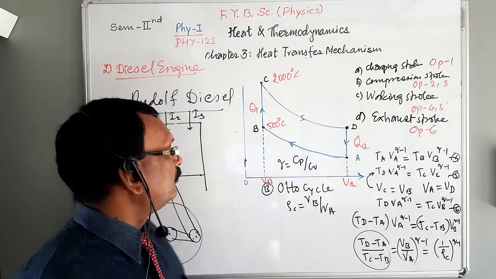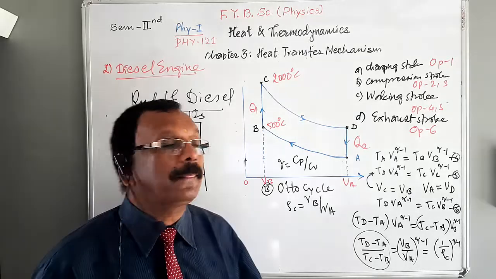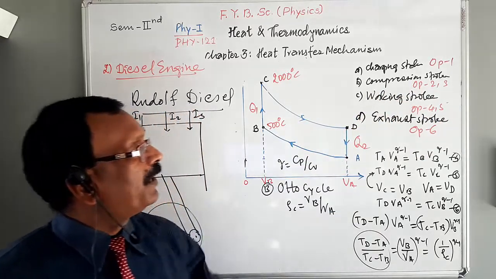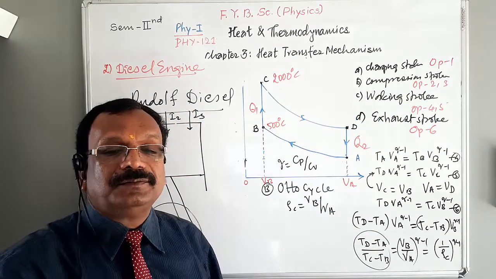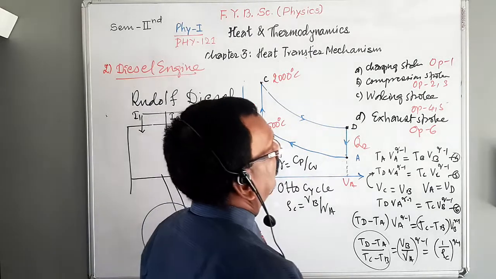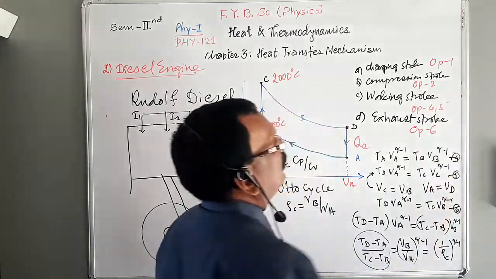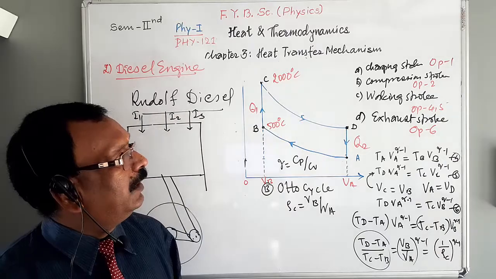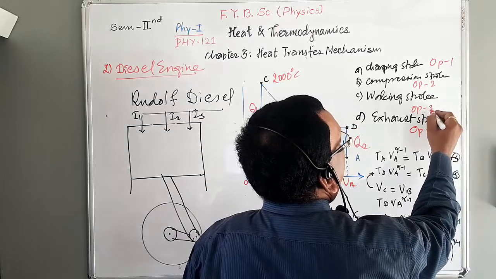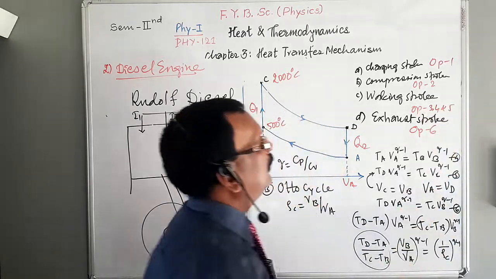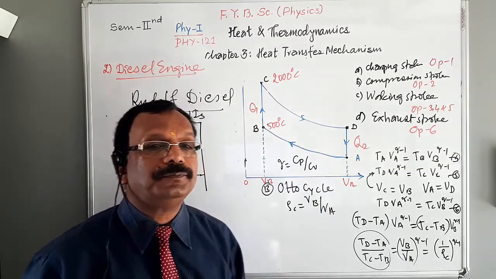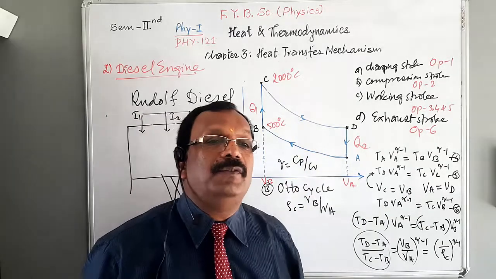So here the first stroke is again the charging stroke, operation number 1. Second one is the compression stroke, operation number 2. Compression stroke involves only the second operation, and the working stroke involves 3 operations, 3, 4 and 5, and the exhaust stroke involves operation 6. So here we take the strokes one by one.